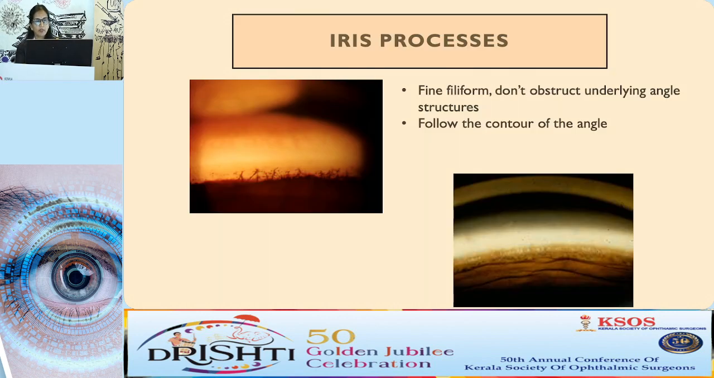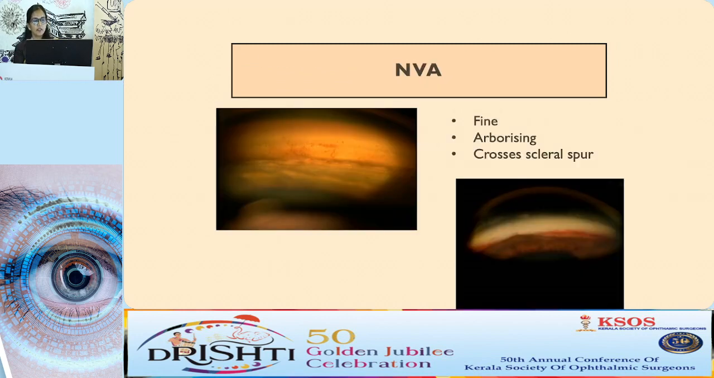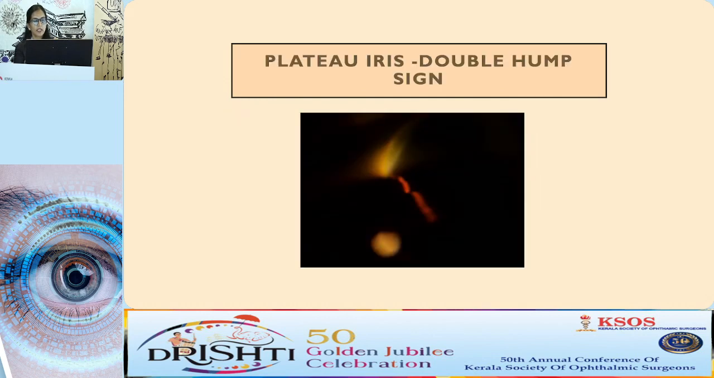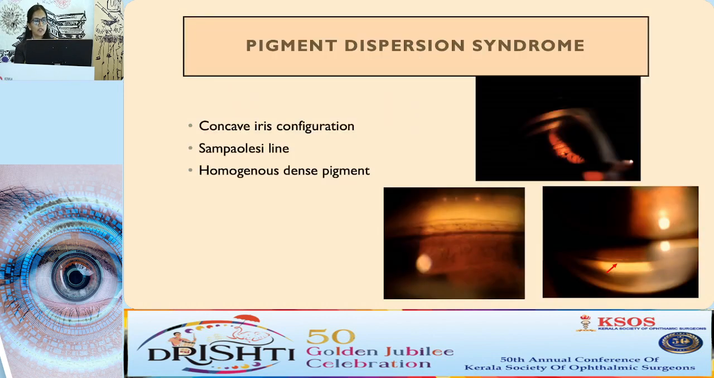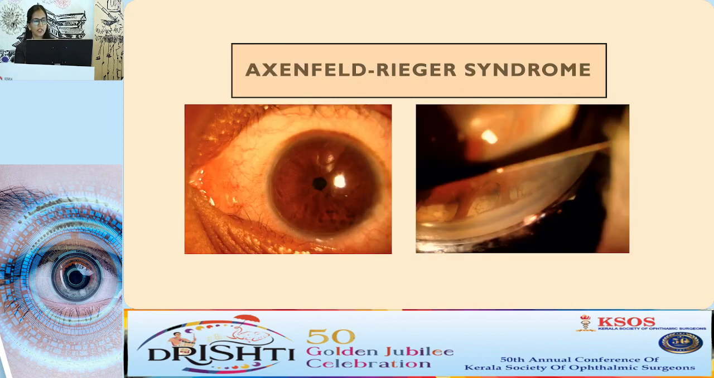Iris processes are fine, filiform, they don't obstruct the underlying structures and follow the contour, unlike peripheral anterior synechiae, which are broader, tent-shaped and obscure the angle details. The new vessels are fine, arborizing and cross the scleral spur. We can see the double hump sign in plateau iris, pigment dispersion, concave iris configuration, Sampaolesi line and a homogeneous dense pigment. In pseudoexfoliation, there is patchy pigmentation of the trabecular meshwork.